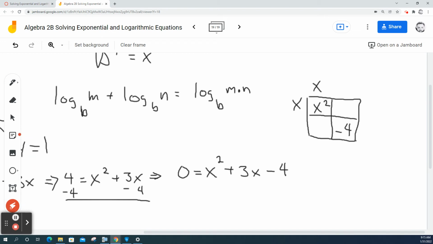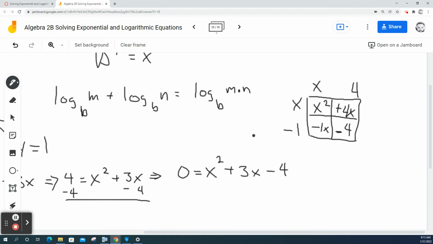So I think it's 4 and 1, right? So I'm going to say 4 here and a 1 here. Now, because -4 is negative, one of these has to be negative. I'm going to make the 1 negative because when I multiply -1 times x, I get a -1x. And when I multiply +4 by x, I get a +4x.